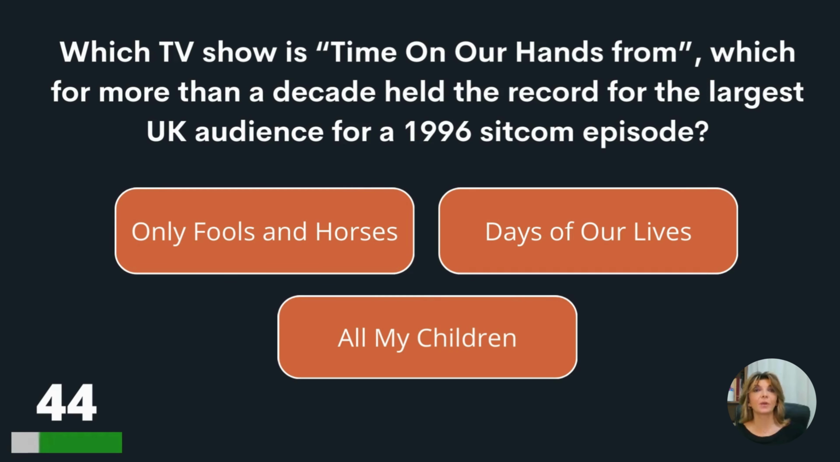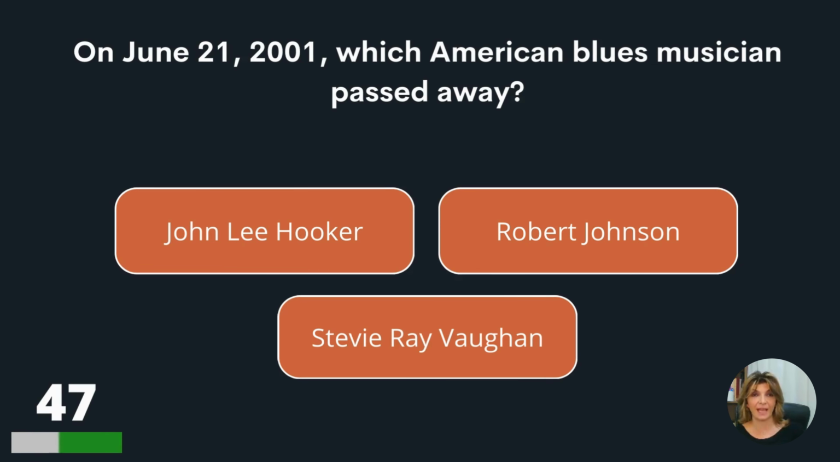On June 21, 2001, which American blues musician passed away? John Lee Hooker, Robert Johnson, or Stevie Ray Vaughan? John Lee Hooker.